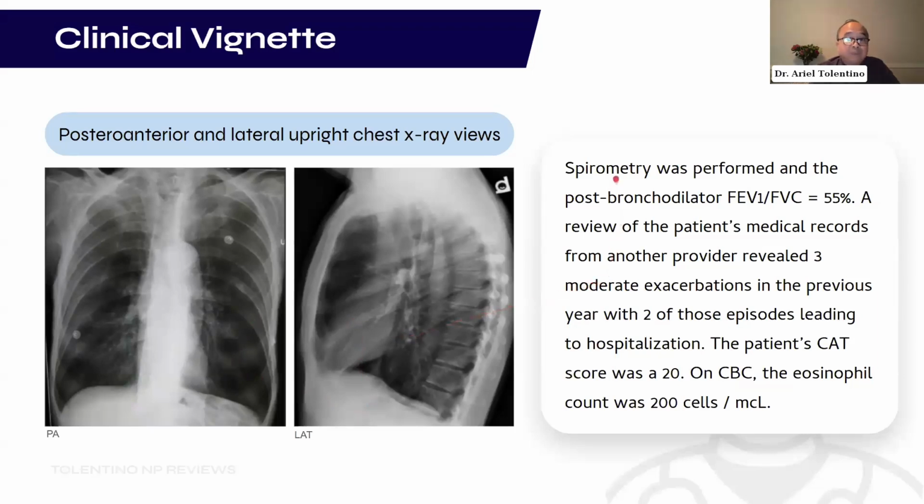The patient underwent spirometry, and the spirometry that was performed gave a post-bronchodilator FEV1 over FVC ratio of 55%. A review of the patient's medical records from another provider revealed 3 moderate exacerbations in the previous year, with 2 of those episodes leading to hospitalization. The patient's CAT score, the COPD assessment test, gave a score of 20. The blood draw for CBC yielded an eosinophil count of 200 cells per microliter. Those are very important values to remember.